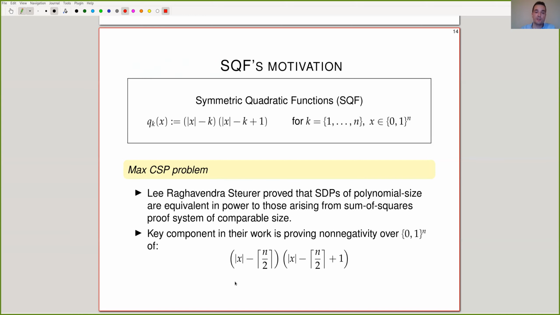The next motivation is the max CSP problem. In the seminal paper, Lee, Raghavendra, and Steurer proved that SDPs of polynomial size are equivalent in power to those arising from the sum of squares proof system of comparable size. And as the key component in the result, they again use the fact that the degree needed to prove non-negativity of this polynomial over the Boolean hypercube.